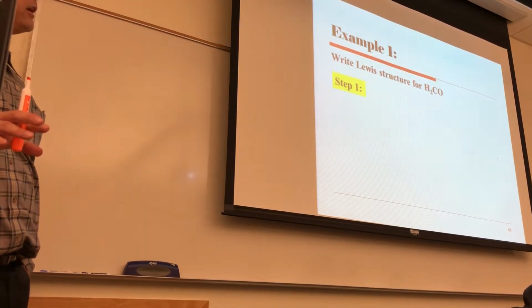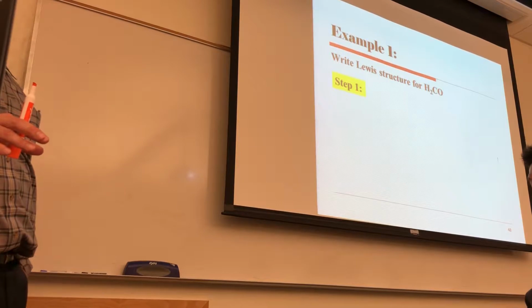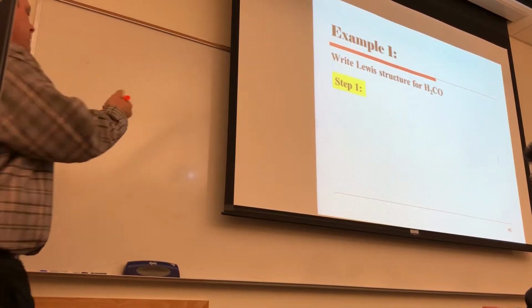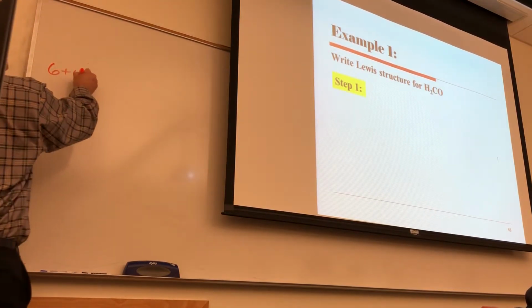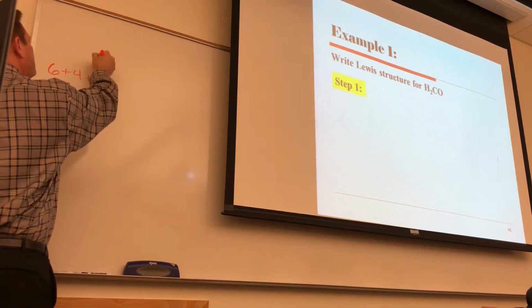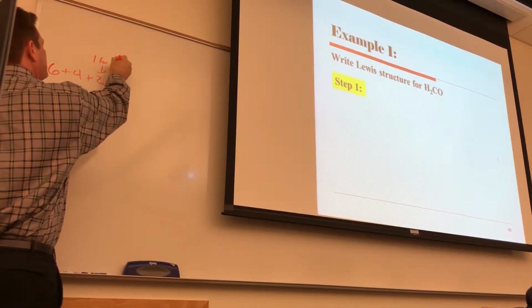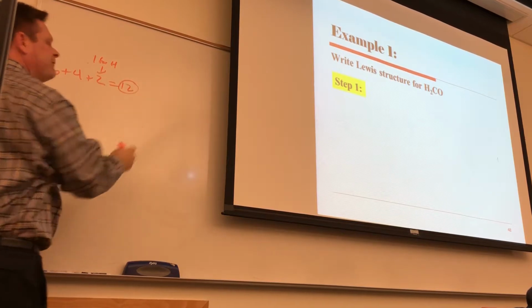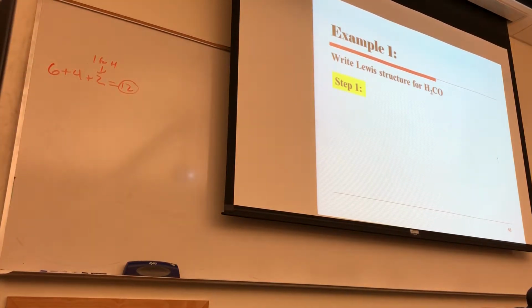So that's 6 plus 4 plus 2, one for each hydrogen. That's a total of 12. If I ever had an odd number, that's a problem, because I wouldn't have pairing of the electrons.